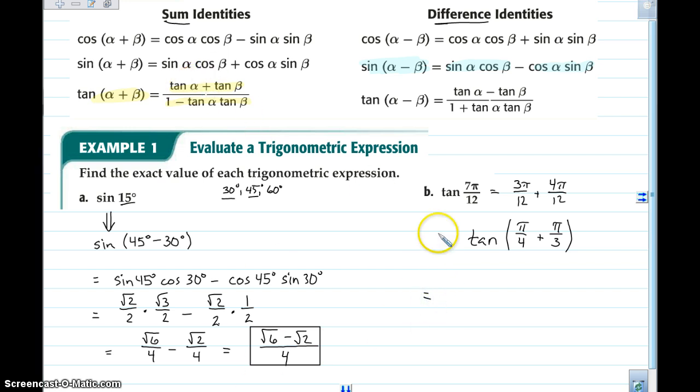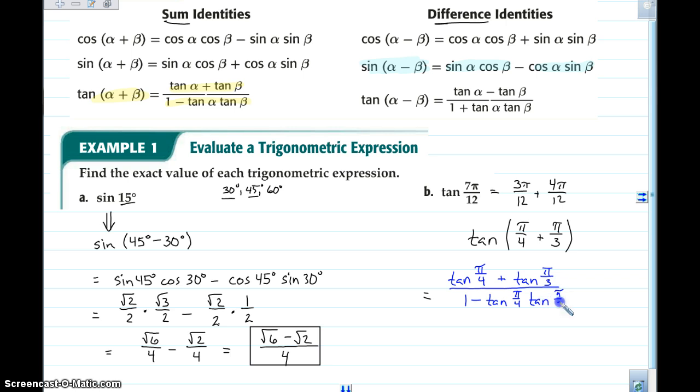I'm going to replace tangent of alpha with tangent of pi over 4, plus tangent of beta, which is tangent of pi over 3, divided by 1 minus tangent of pi over 4 times the tangent of pi over 3.